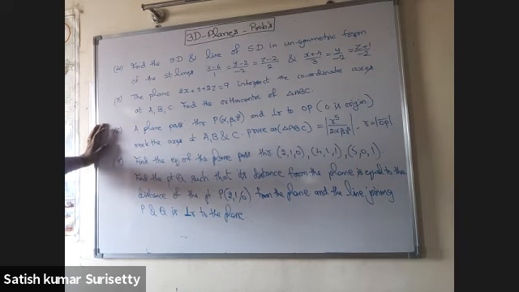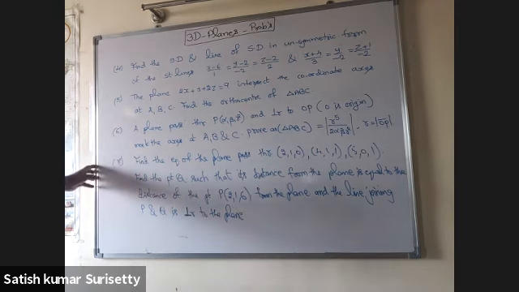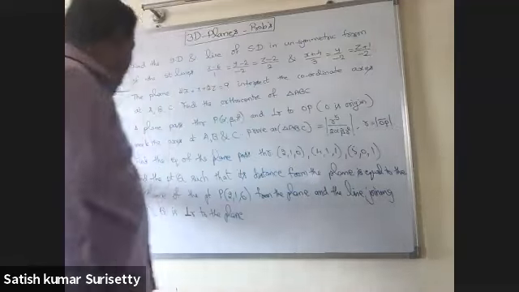Sixth, a plane passes through P(α, β, γ) and is perpendicular to OP, where O is the origin. It meets the axes at A, B, C. Prove that the area of triangle ABC is R^5/(2αβγ), where R is the modulus of OP.